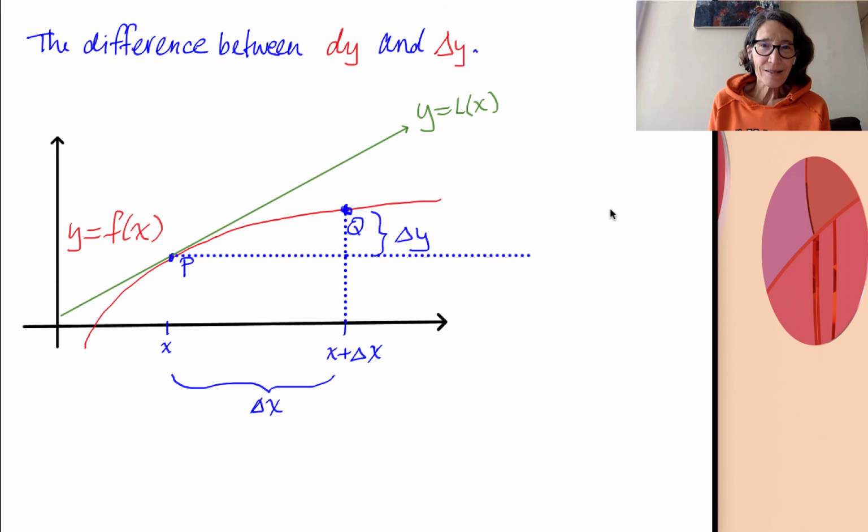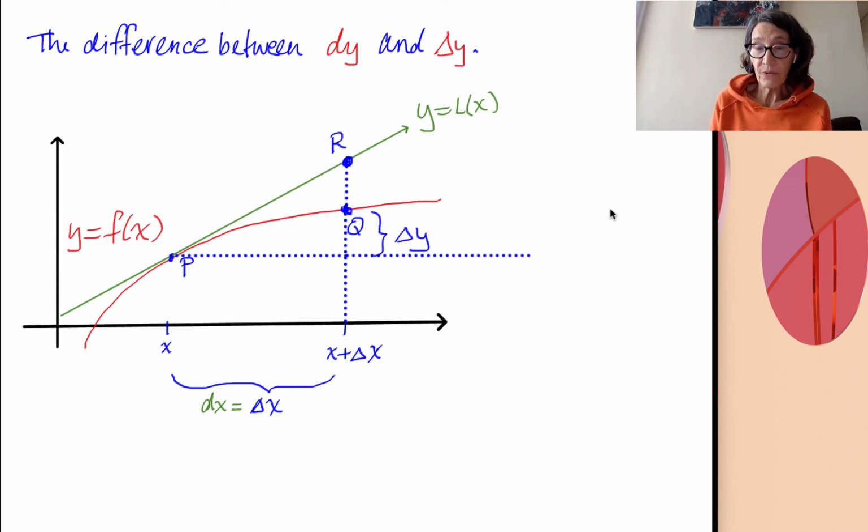But what are dx and dy in this picture? Well, dx is always the same as delta x because when we plot a point on the green line just above the point Q, that point R that I just drew on the green line has the same x-coordinate as the point Q. Okay, so the point on the green line just above the point on the red curve, they have the same x-coordinate. And so the dx is the same as delta x.